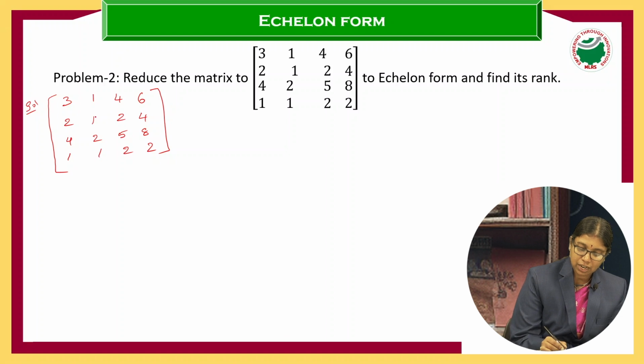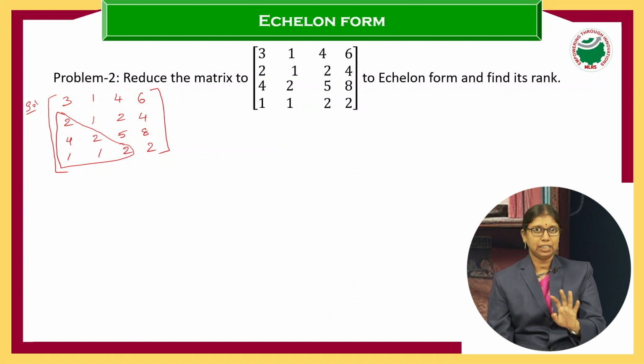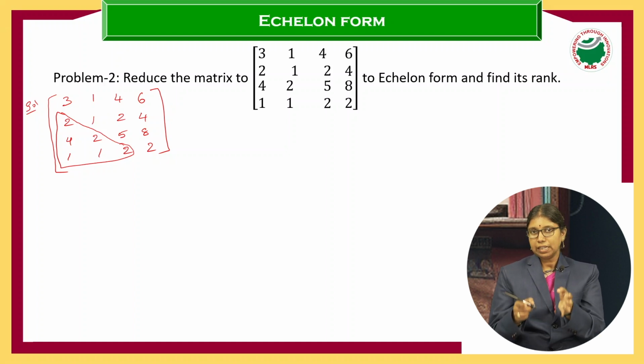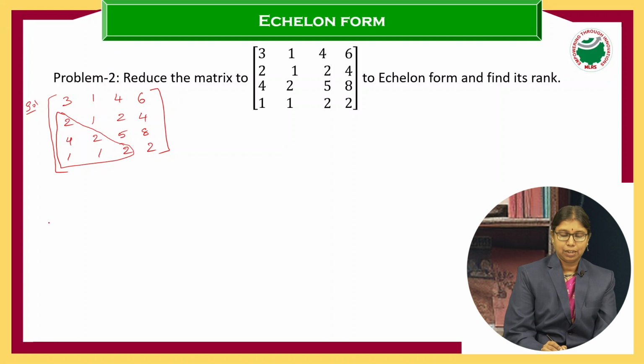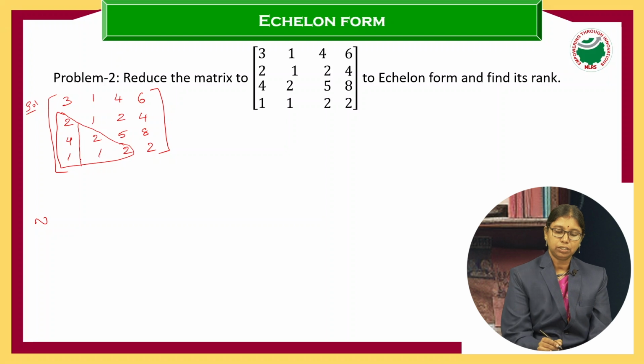The diagonal values are 3, 1, 5, 2. So below the diagonal values are 2, 4, 1, 2, 1 and 2. You have to convert these values to 0. Again, since it is a 4 by 4 matrix, I'll try to complete the solution in 3 steps. Column wise, I'll convert the values to 0. That means in the first step, you focus on the values which are in the first column. At a time, you have to convert this 2, 4, 1 to 0.